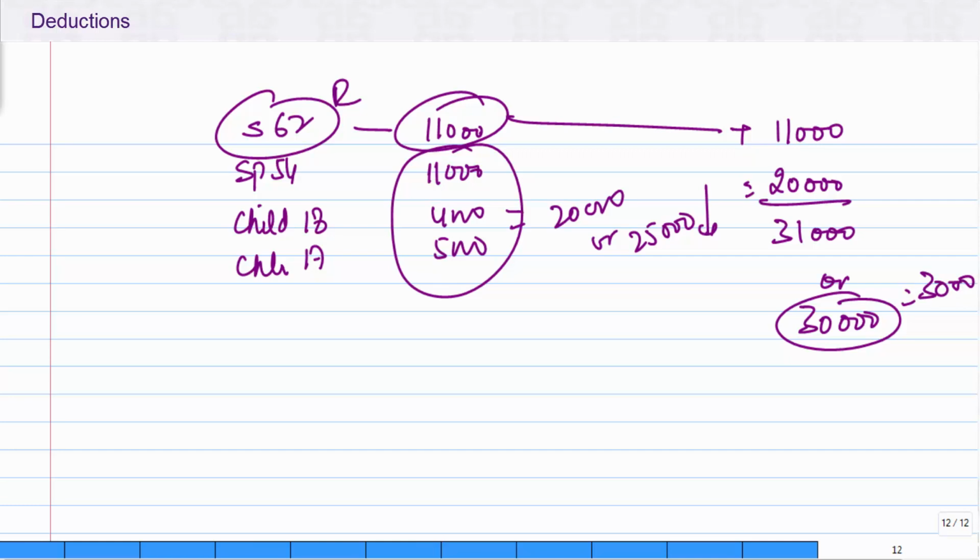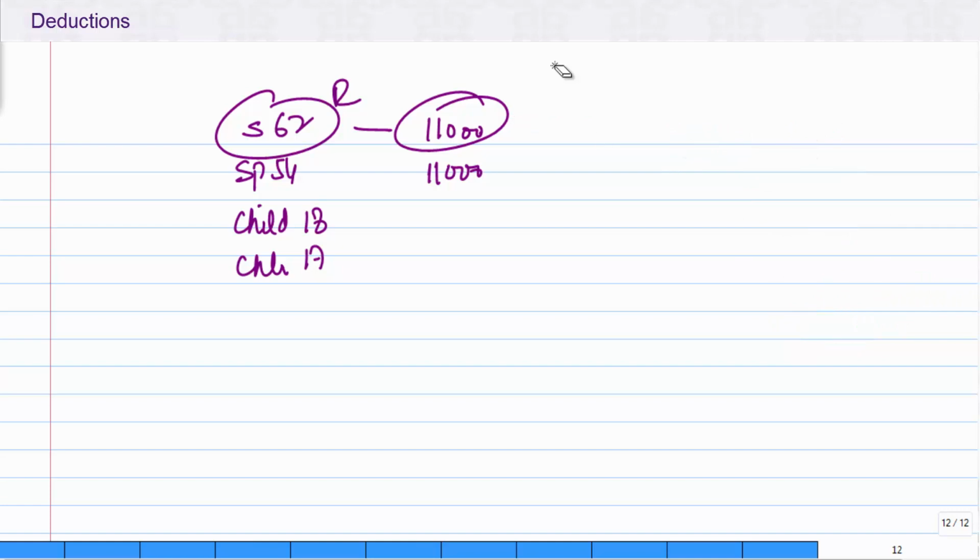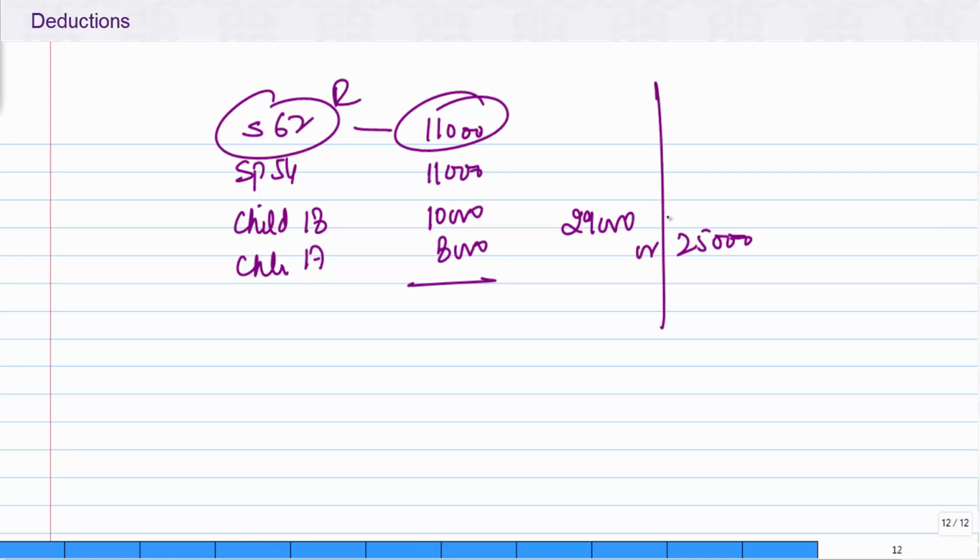Just to make sure you understood this, suppose I take the premiums a little different and I say the premium for children are also 10,000 and 8,000. Then it becomes 29,000, which will be restricted first to 25,000. Then I will add the premium eligible for the extra 5, which makes it 36,000, but cannot be more than 30,000.